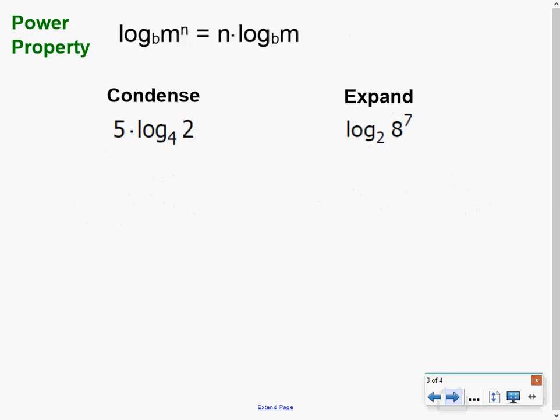So the last rule that we're going to talk about is the power property. And this one's kind of strange. The power property says if I'm taking the log of something that is being raised to an exponent, that exponent can actually drop down and multiply my log instead. Or vice versa, if I have a number in front of my log, I can move it back up into the exponent position.